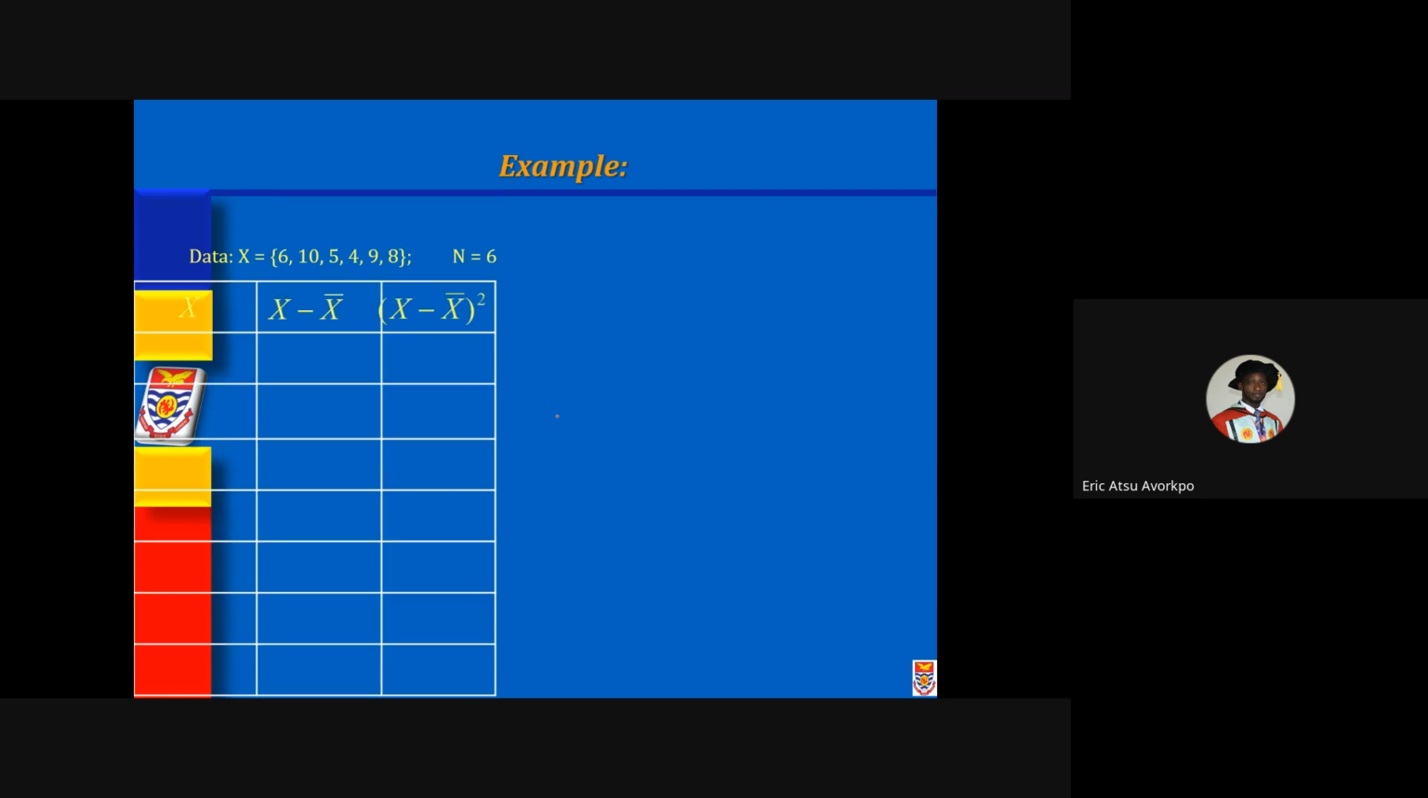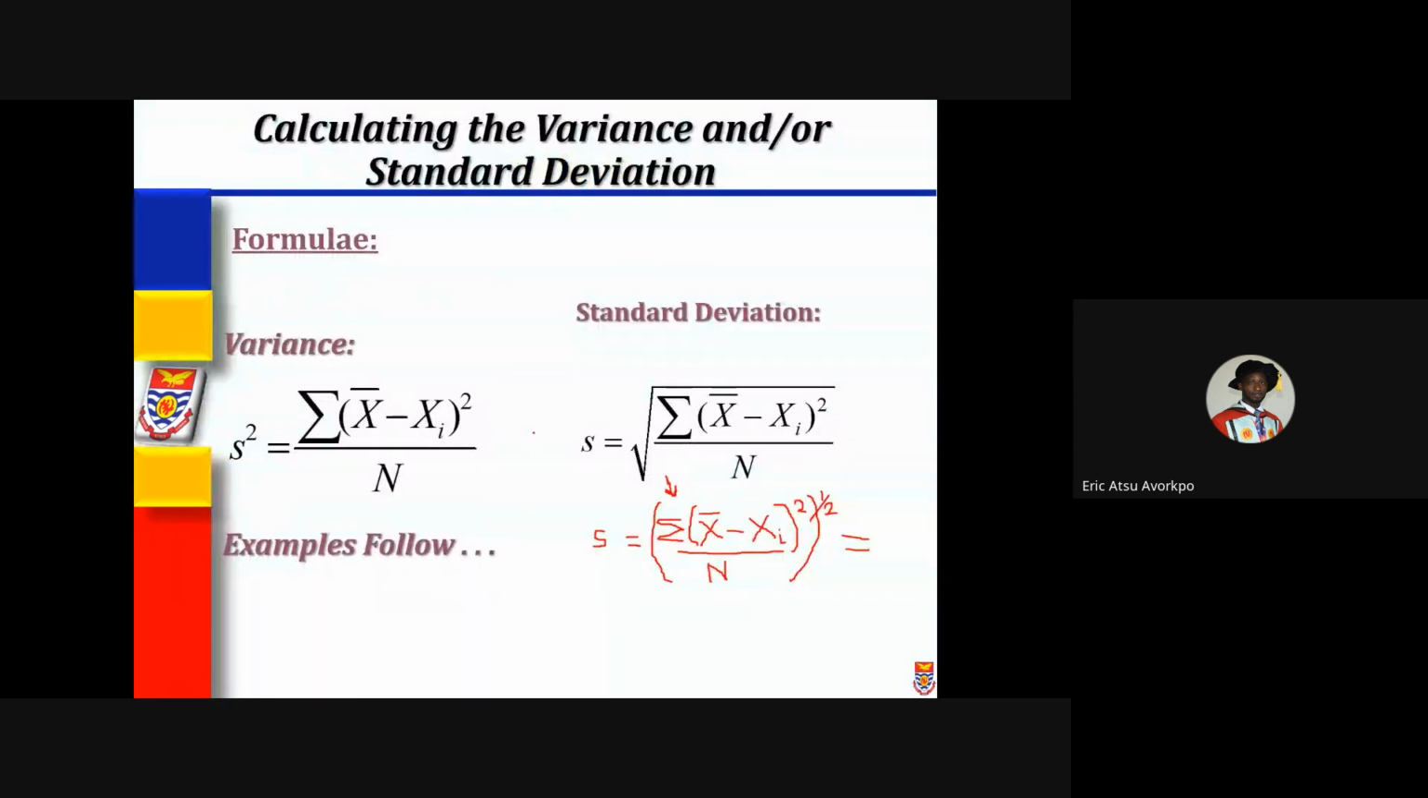You see that what we are saying is that you have the first value here, the x's. So you can see 6 here, 10, 5, 4, 9, 8, right? Then the next thing that you do is X minus X bar. Is that not the formula? We are picking it from here. We are doing this, trying to solve the variance and then the standard deviation. So X minus what?